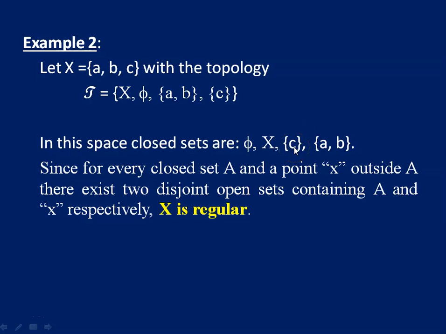Similarly, if we take the closed set {a, b}, the only point outside this closed set is c, and they can also be separated by two disjoint open sets, because {a, b} and {c} separate this closed set {a, b} from c. So this is a regular space. Here every closed set A and a point outside it are separated by two disjoint open sets.